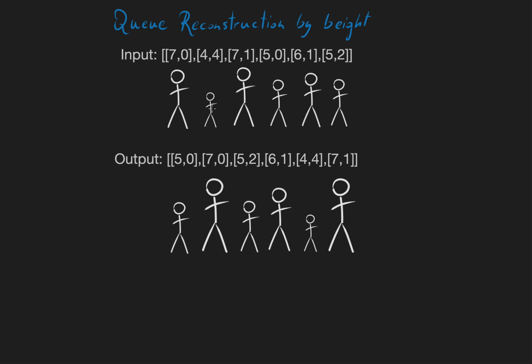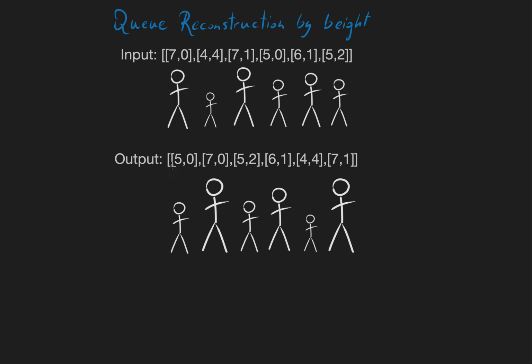Okay, in this video, we're going to do a fun little exercise. It's called Queue Reconstruction by Height. What we're given as input is an array of arrays, and the elements inside are arrays, which are basically people. The first value is the height of the person, and the second value is how many people he or she sees who are the same height or higher than he is, right?